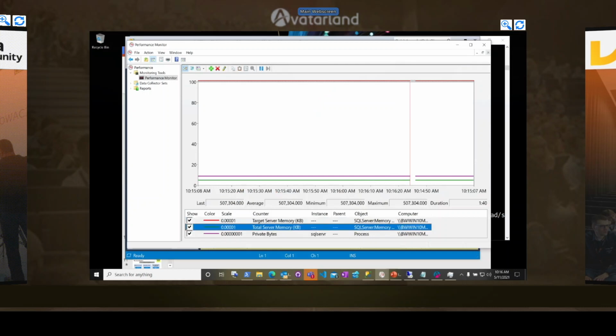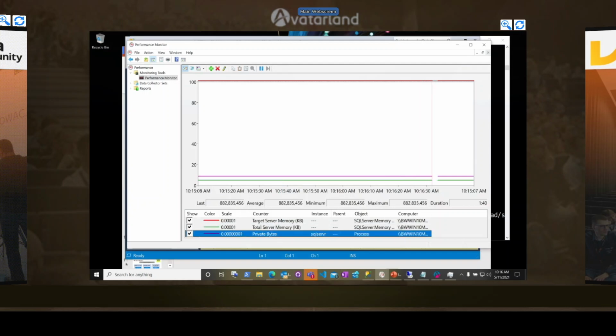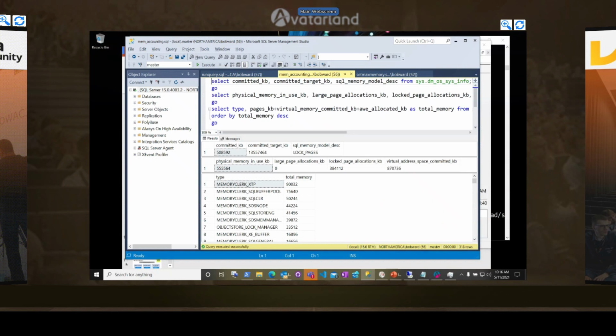The total is about 500 megabytes. That's the green line right here. But notice that private bytes, and that was in the diagram I showed earlier, is slightly above it. That's again accounting for those thread stacks and various other pieces of memory that are not part of the SQL Memory Manager. Now, let's go over and look at Management Studio and look at a few things.